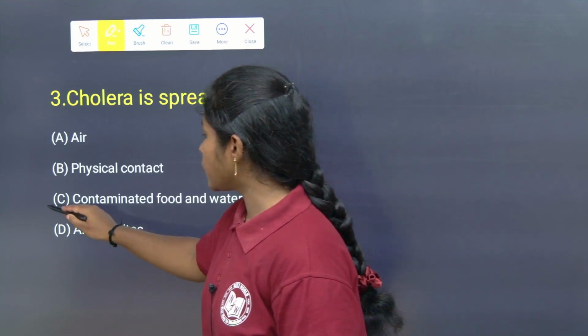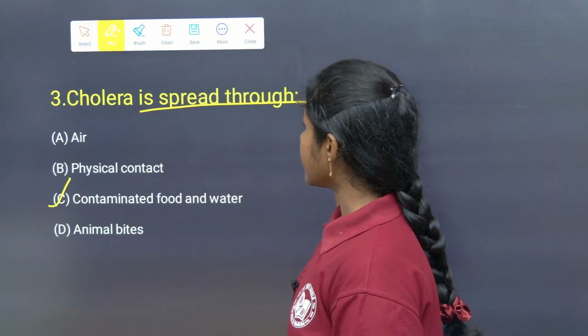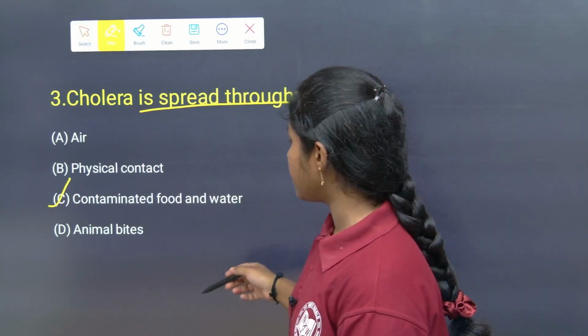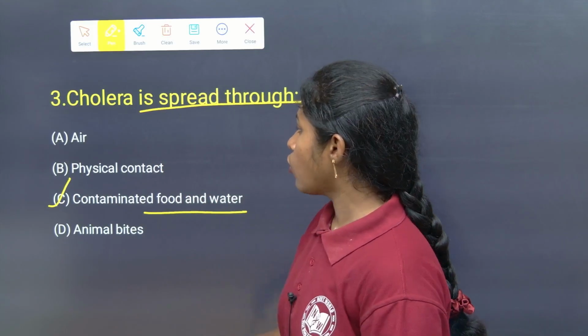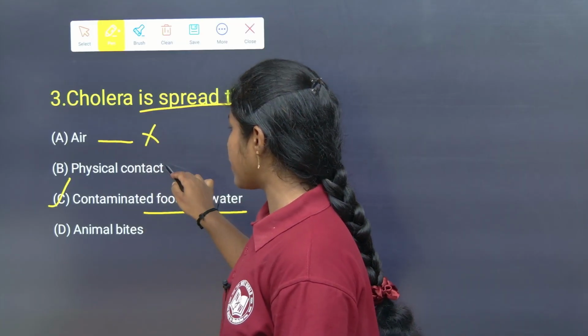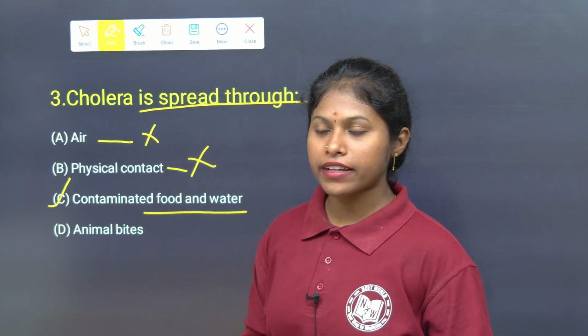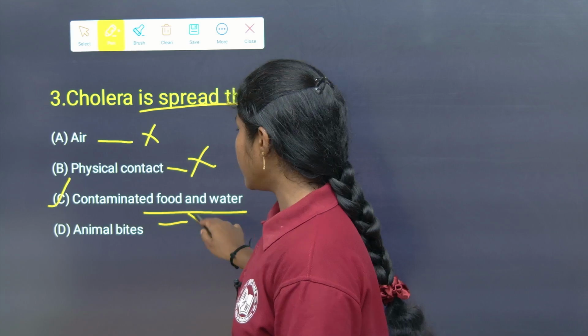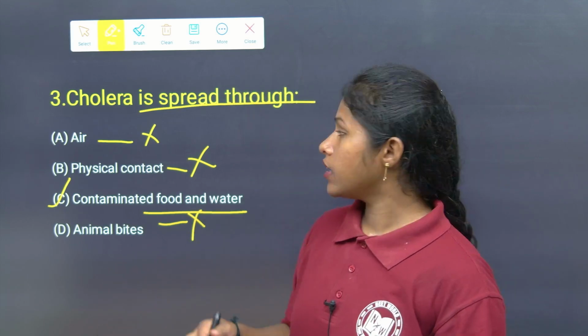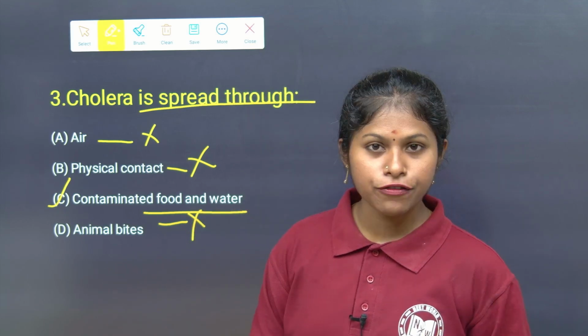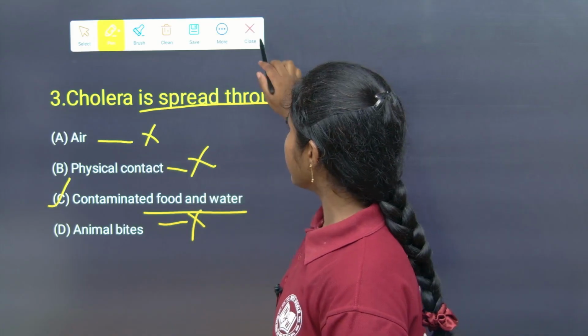Here is a direct question. Cholera is spread through contaminated food and water, not through air, not by physical contact, not by animal bites. Here is the direct answer. It is spread through contaminated food and water, right? Coming to the next question.